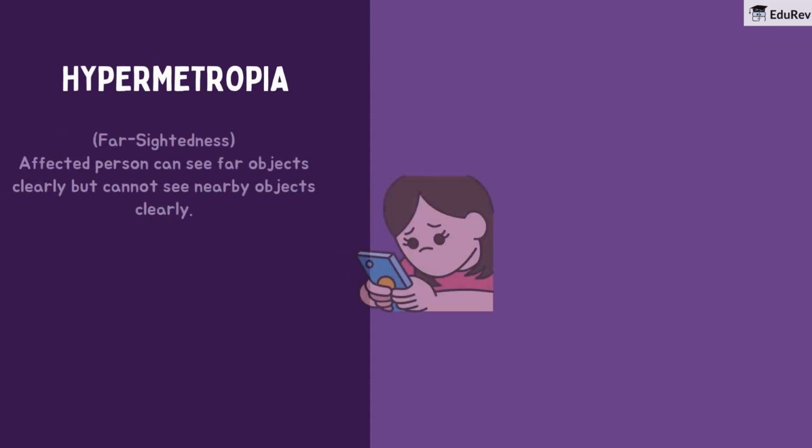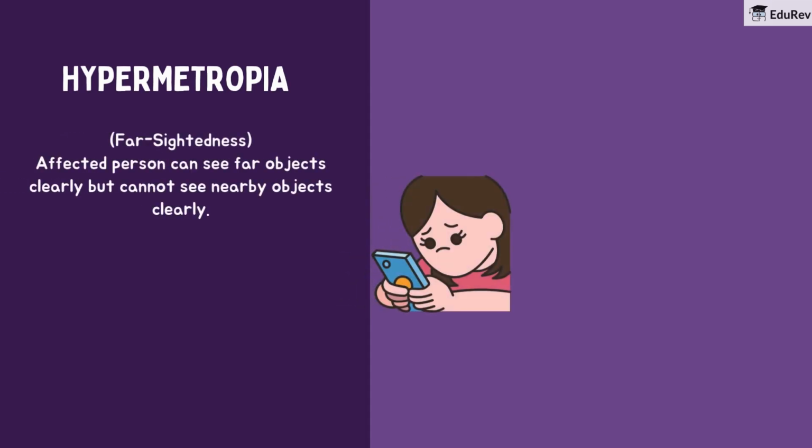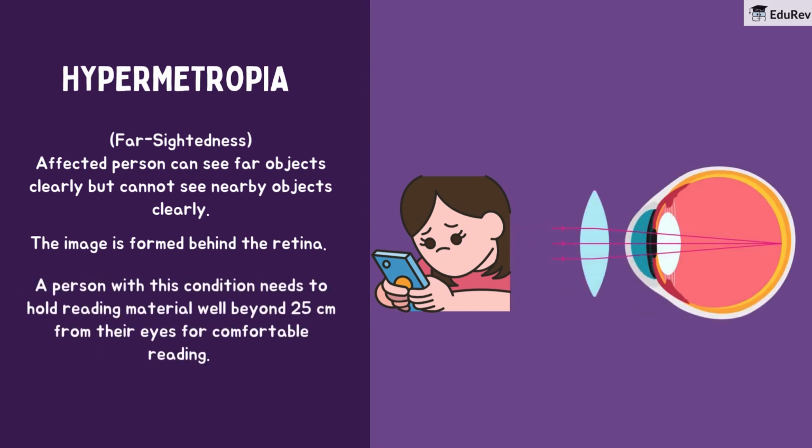Hypermetropia, farsightedness. The affected person can see far objects clearly but cannot see nearby objects clearly. The image is formed behind the retina. A person with this condition needs to hold reading material well beyond 25 centimeters from their eyes for comfortable reading.